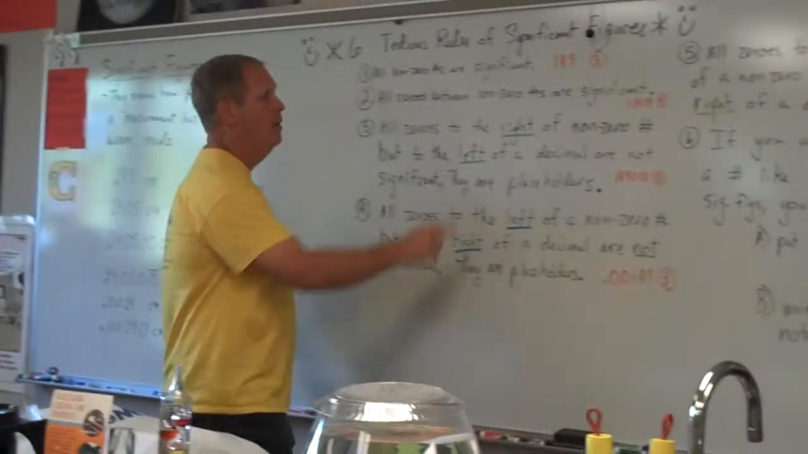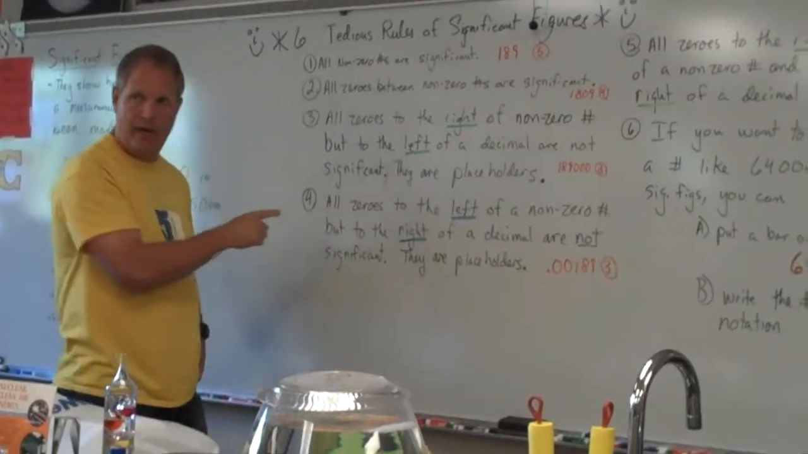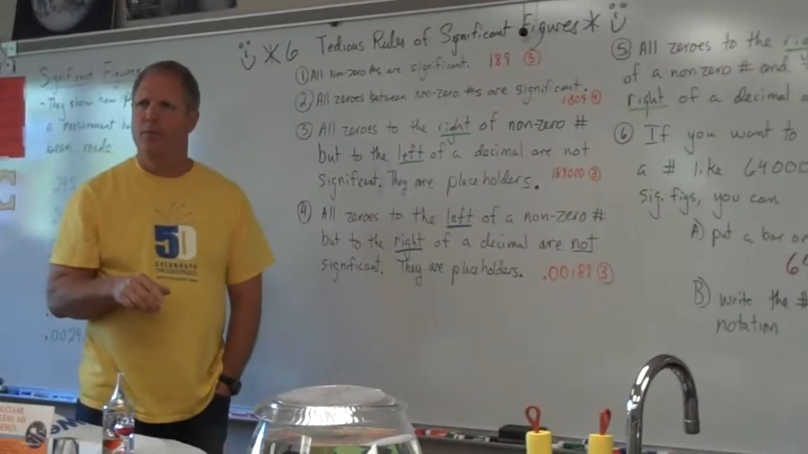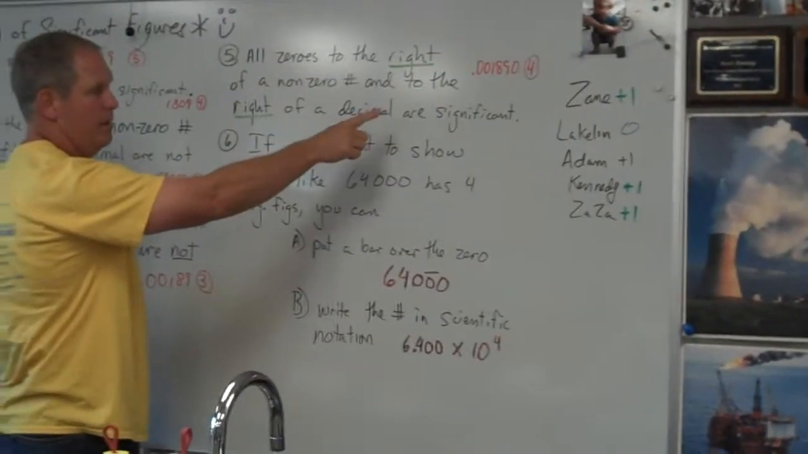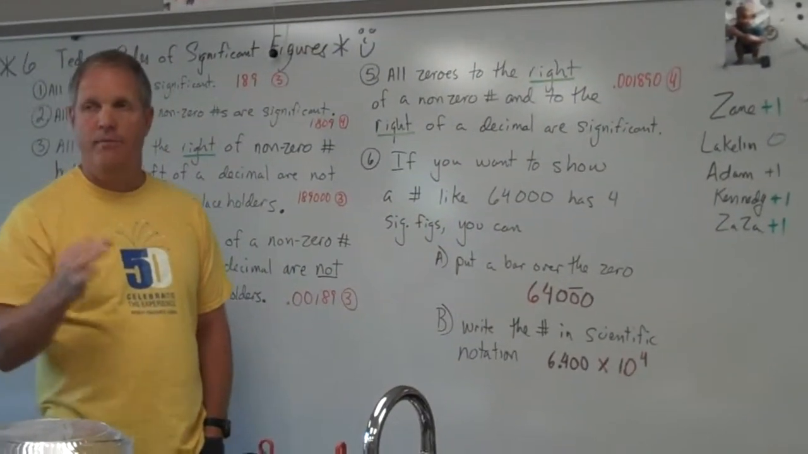Now watch this. See how this goes right, left? You see how this goes left, right? So when zeros are right, left, or left, right, they're not significant. But what if zeros are right, right? Look at this rule. All zeros to the right of a non-zero number and to the right of a decimal point are significant. They have been measured.